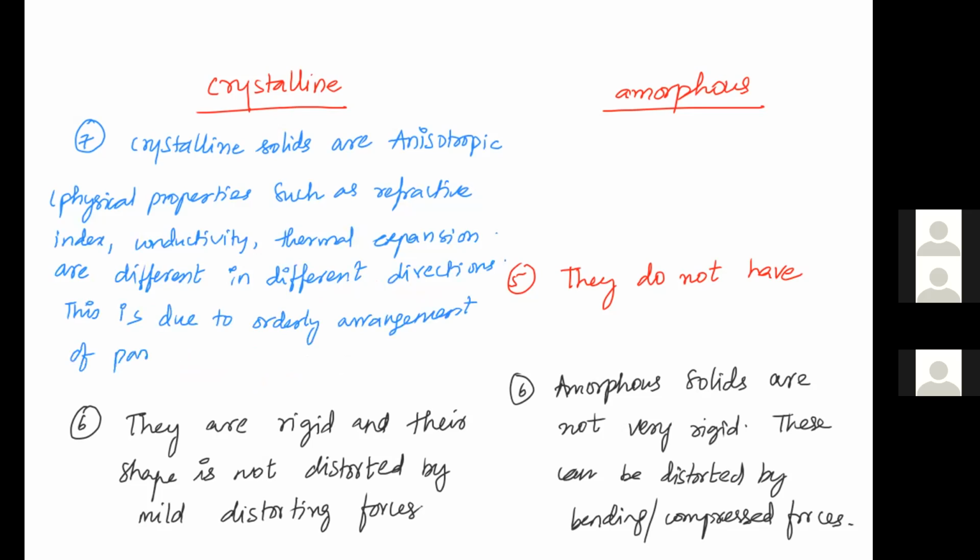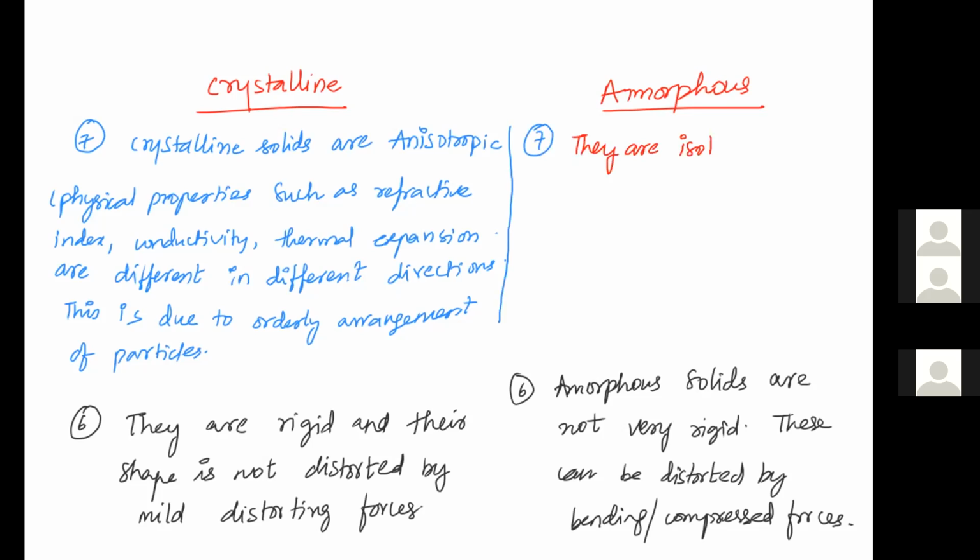Whatever notes I'm giving is completely for both NEET and JEE. The levels include both, till JEE Advanced. So in detail, we learn the same for the amorphous. Amorphous solids are isotropic.